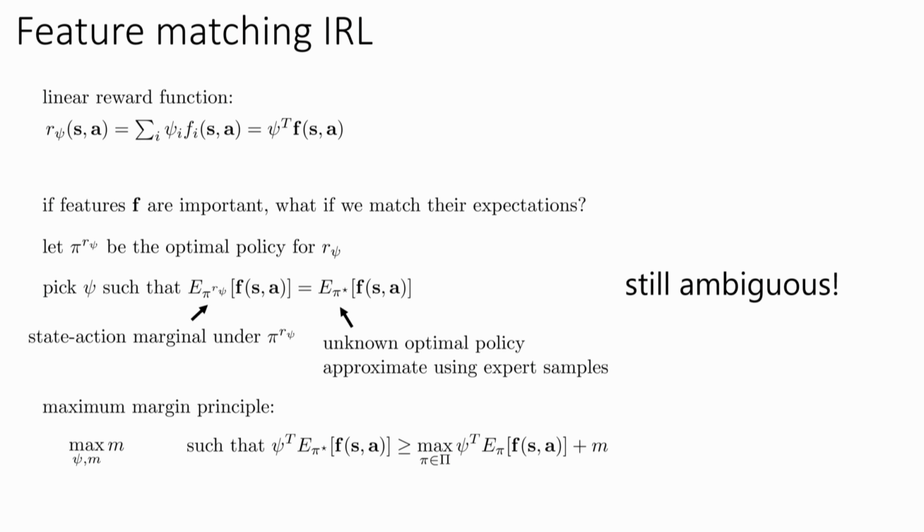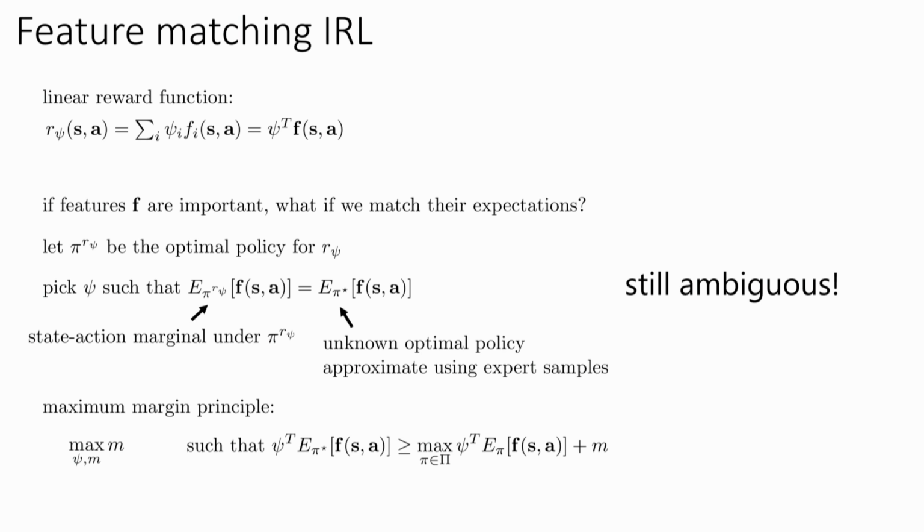Yes? Seems a bit strange, like, if your policies could be very close together, exactly the same except a little bit different, their expectations are probably almost the same. Right, so the comment was, it seems a little weird because you could have other policies other than pi star that are very close to pi star, and you're asking them all to have this margin m.